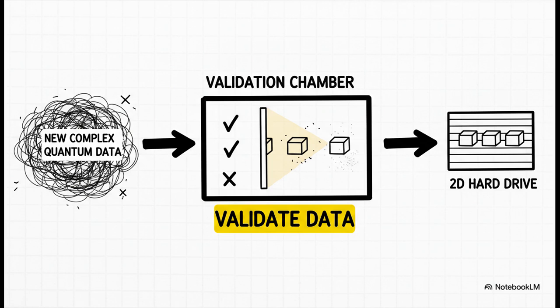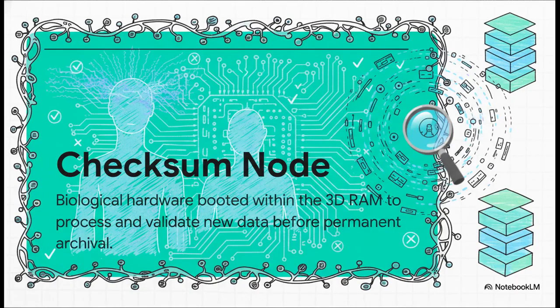See, the system can't just go and permanently write new complex quantum data straight to the hard drive. It has to test it first, to make sure it's stable. So, how does it run the test? How does it validate the data? Well, the system boots up biological hardware. And yeah, you guessed it, that's us. In this whole framework, we are functioning as checksum nodes inside the 3D active memory.